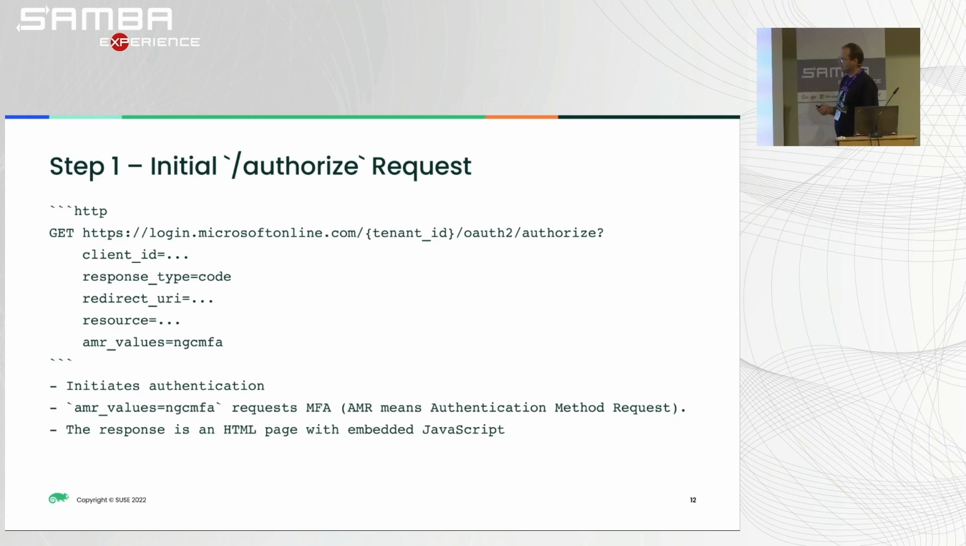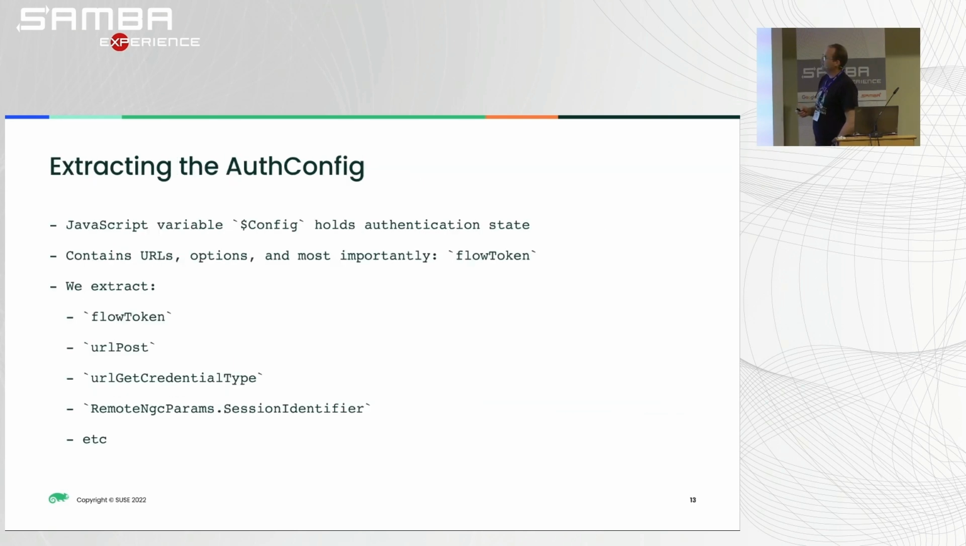The response to this request will be an HTML page with some embedded JavaScript, and that embedded JavaScript is what tells us how to proceed with the authentication. So I extract that JavaScript variable, it's called the config, which holds an authentication state. It contains URLs to proceed with the authentication, various options. It has threads that can be used throughout the authentication process, such as the flow token, etc.